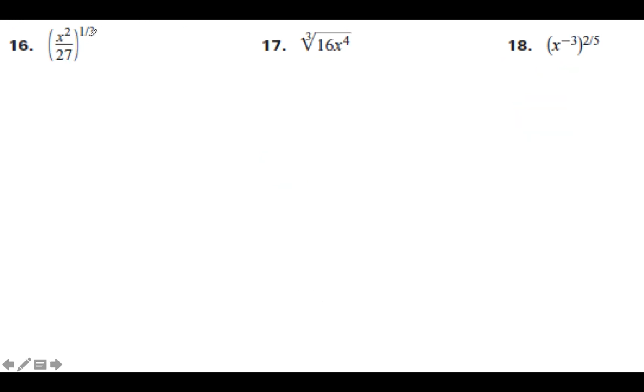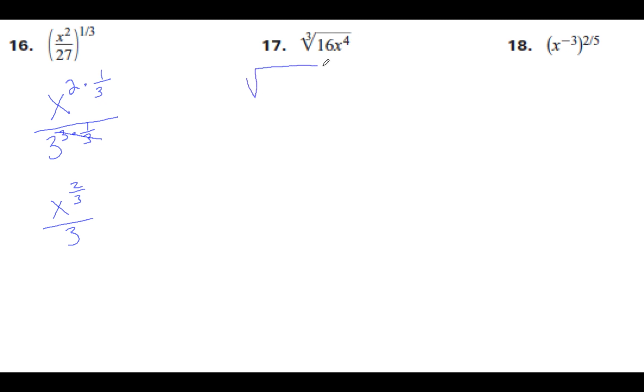Okay, there's our next three. I'm going to take this 1/3 power, I'm going to bring it through. This is x squared times 1/3. And 27 can be written as 3 to the 3rd times 1/3. These are going to cancel out. So this becomes x to the 2/3 on the top, 3 on the bottom. Okay? 17. I'm going to take the cube root of 16 times x to the 4th.